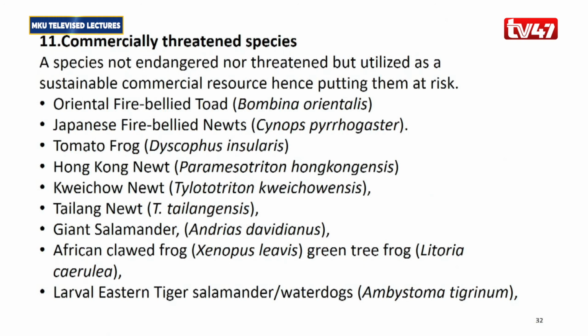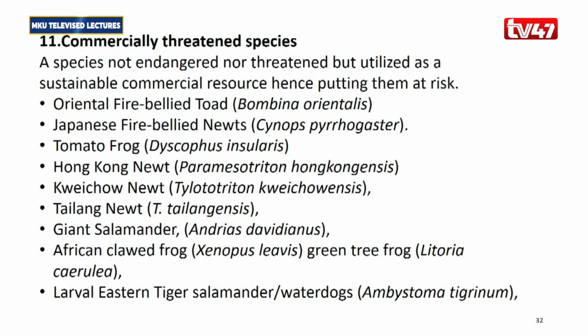Now, if you look at most of the factors that interplay in commercially threatened species, some are normally taken as pets, and then we have others that are normally utilized. Like the African clawed frog and the larval eastern tiger salamander, these ones are normally considered important types of amphibians for experiments and research. So most of them are normally harvested for research, and this automatically poses a threat to them.